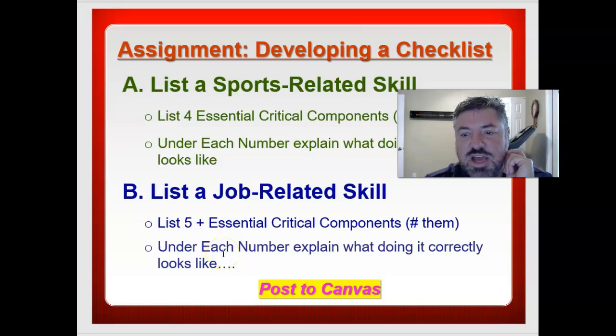So post this assignment, developing a checklist, to Canvas by the deadline that you'll see in the Canvas module, the initial information page for Chapter 4, Module 5. If you have any questions on this assignment, make sure you watch the video, go back through and look at some of these things, and go back to your activity. Hopefully you did that correctly, the slide before this. And email me if you have any concerns.